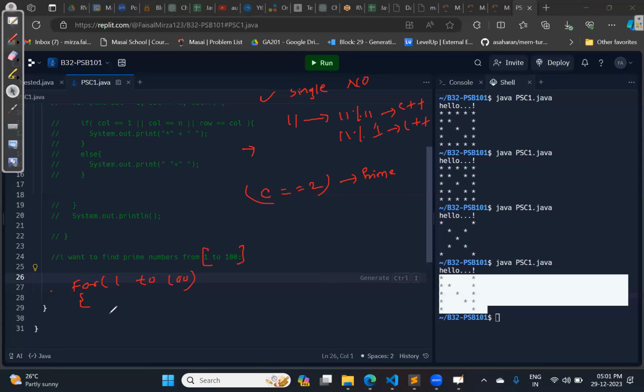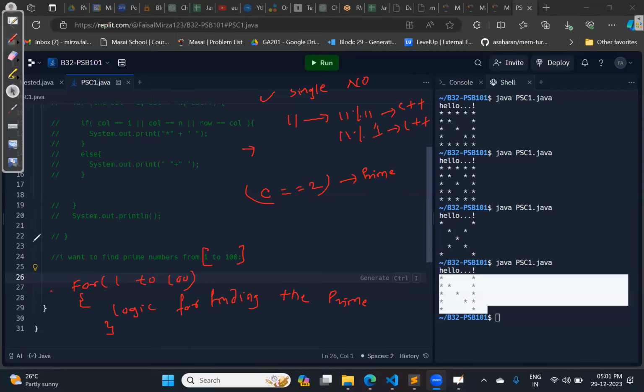Then you will write a logic for it. This will be your approach. Everyone comfortable with this? Is it the right approach? Have you understood what we are going to do?